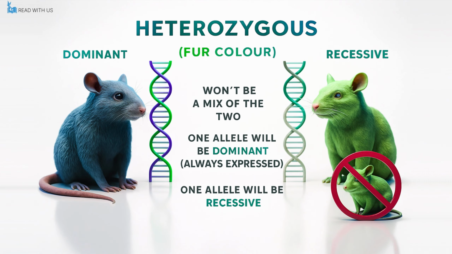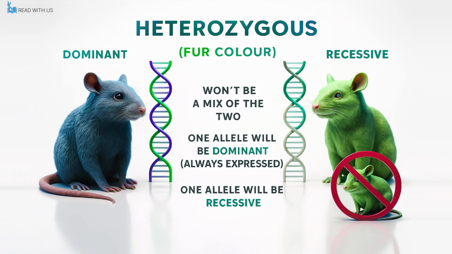Now, this can lead to an interesting situation. Imagine a mouse with one allele for purple fur and one for green fur. Since this mouse is heterozygous, we now have to ask which fur color will actually appear. The fur will not be a mix of purple and green. Instead, only one allele will be expressed. That is because one allele is dominant while the other is recessive. The dominant allele is the one that shows up in the organism's physical traits, while the recessive allele is essentially hidden unless both copies of the gene are recessive.